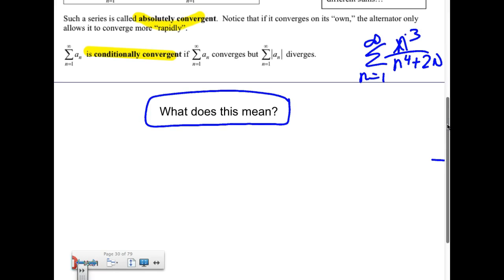So let's get this down. I want to get these steps down. So what does this really mean? All right, here we go.